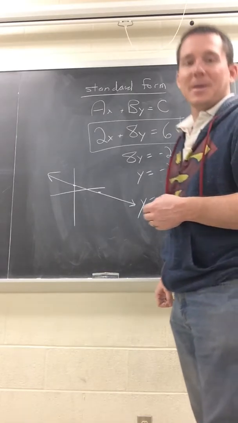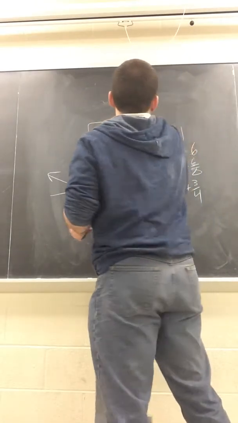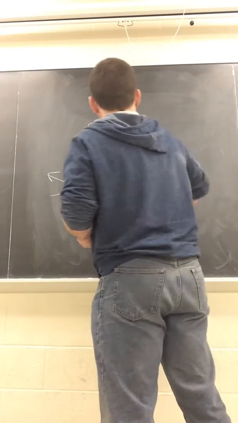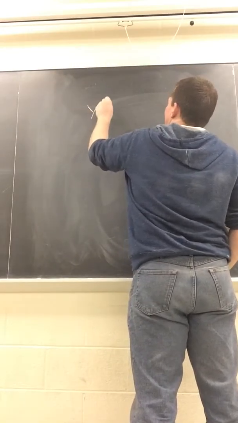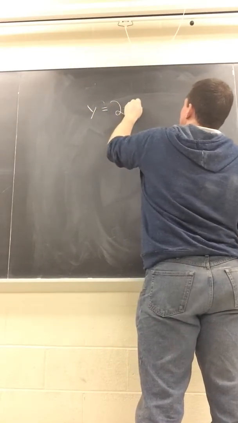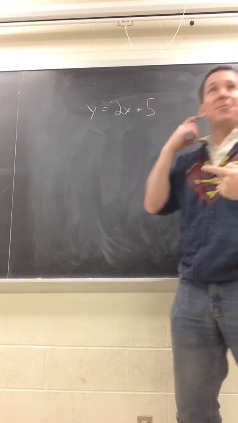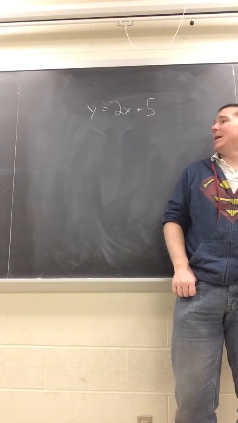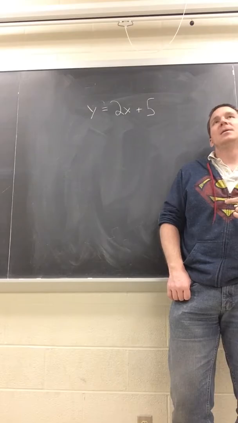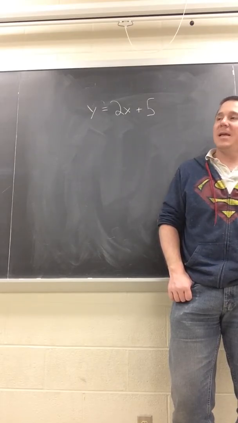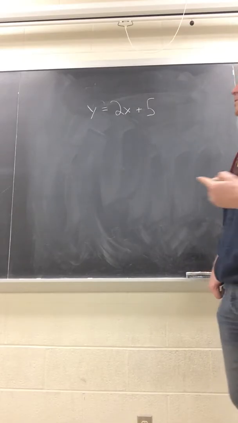The question then kind of becomes, well, suppose you have something in slope-intercept form, like y equals 2x plus 5. Since we have different forms of our equation of a line, we want to be able to go back and forth between them. That's slope-intercept form. Put it in standard form. Algebraically, what does that mean? It means get the x and the y on one side and the constant on the other.